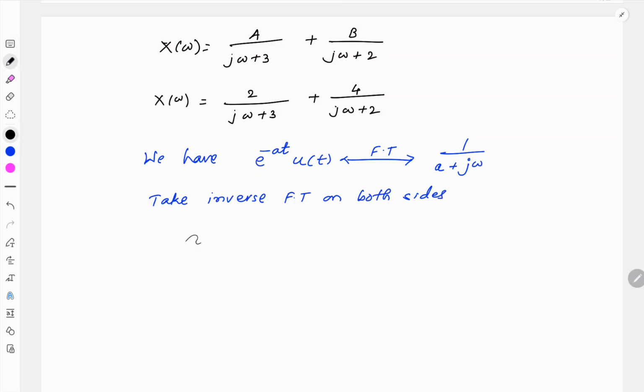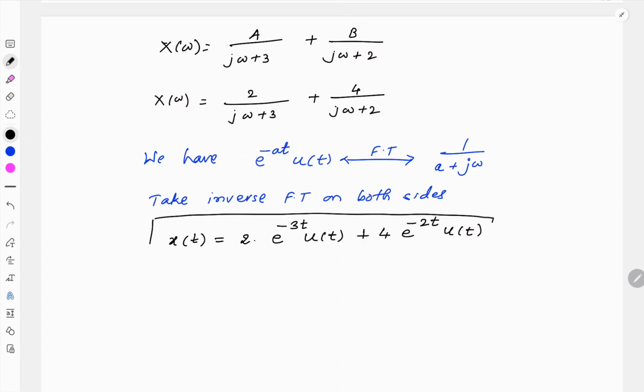So X of ω becomes x of t is equal to 2 is the multiplying factor, so as it is, 1 upon a plus jω. So a is 3 for the first term, so it becomes e raised to minus 3t u of t plus, for the second term the coefficient is 4, and 1 upon 2 plus jω. So a is 2, so e raised to minus 2t u of t. So this will be the inverse for the given example.